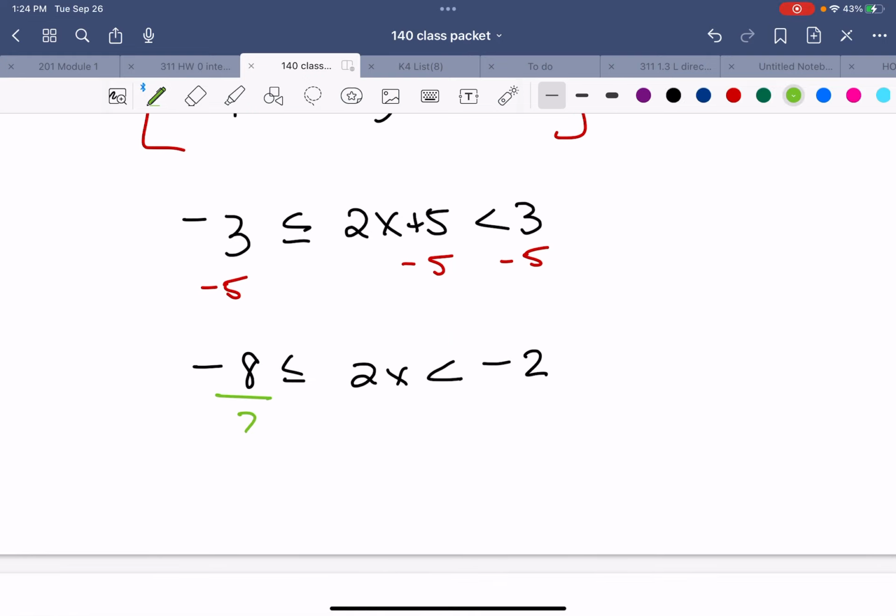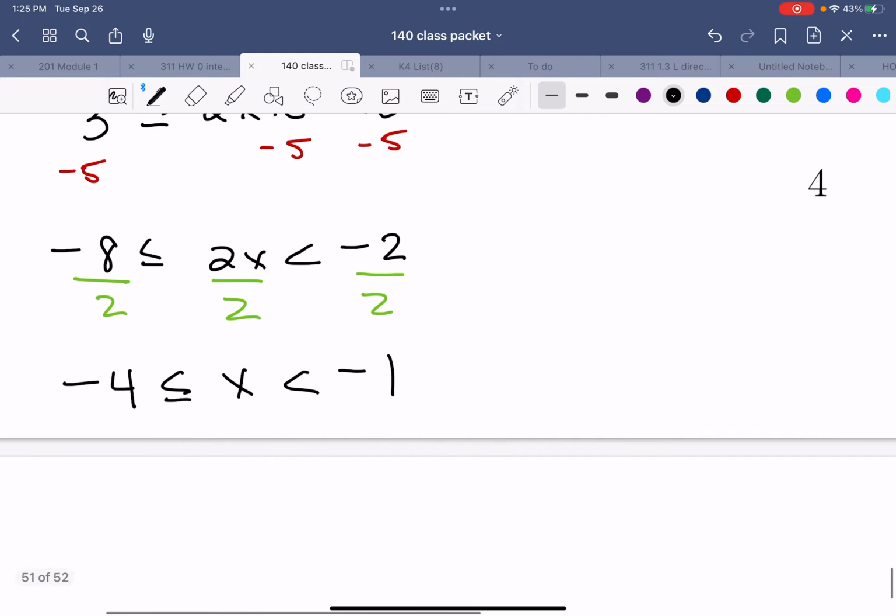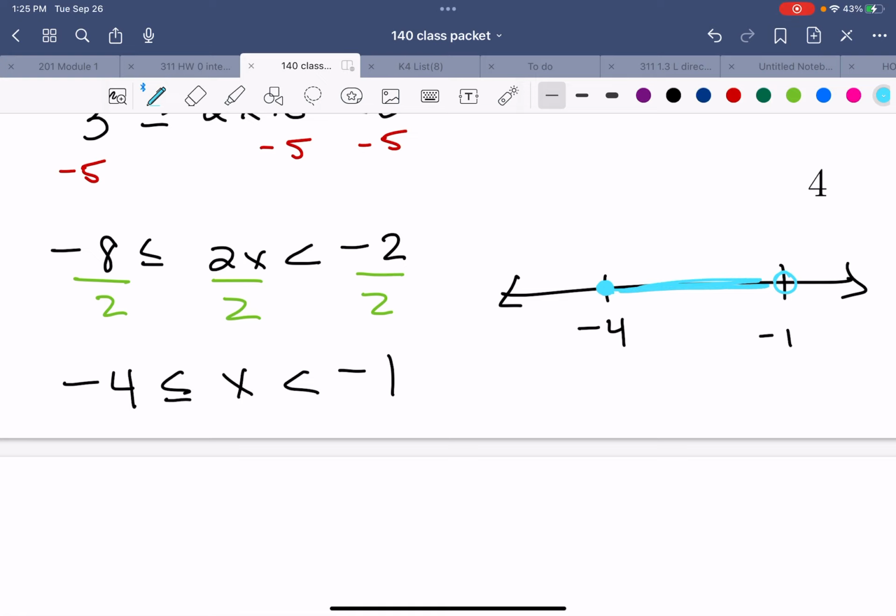And then let's divide everything by 2. Now I'm dividing by a positive number, so I don't have to flip my inequality. And I get negative 4 is less than or equal to x is less than or equal to negative 1. So if we graph that, we're going from negative 4 to negative 1. And at negative 4, it's a closed circle because of the or equal to. At negative 1, it's also a closed circle because it's or equal to. And I want the space between.